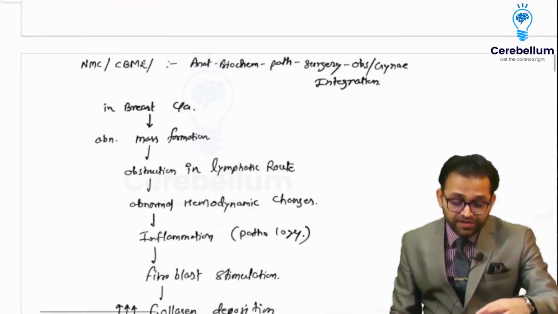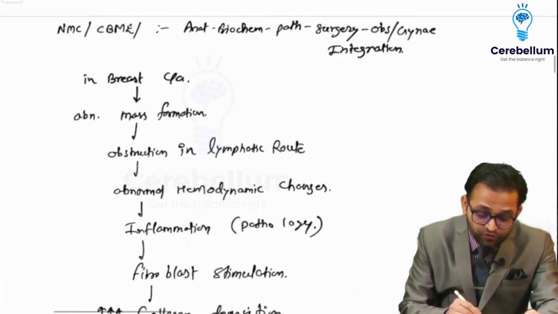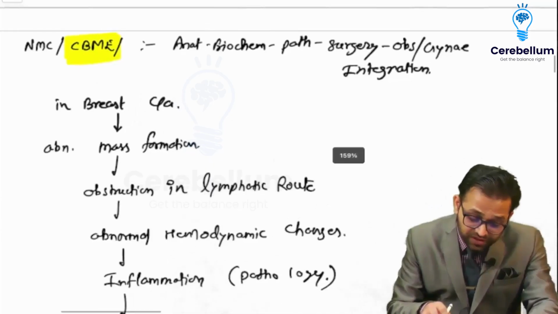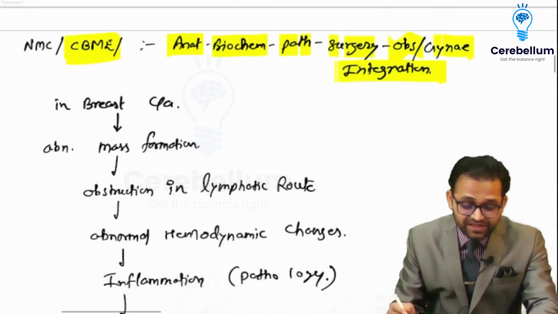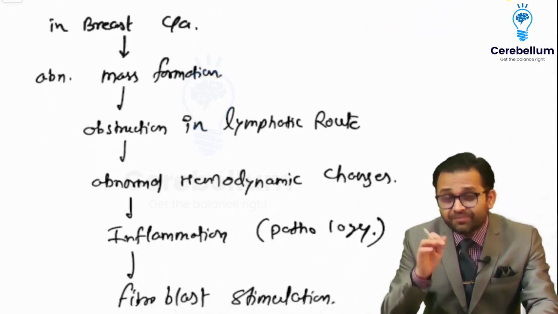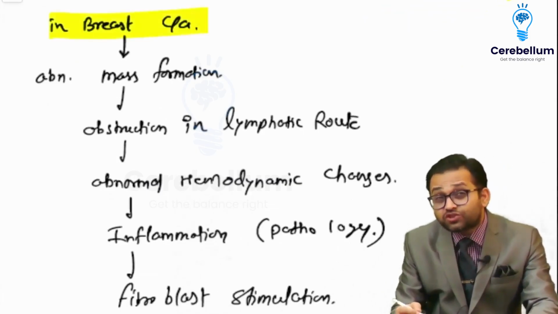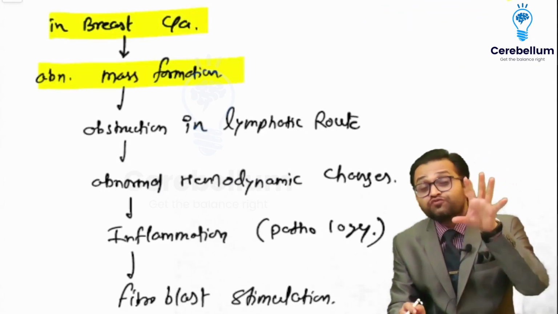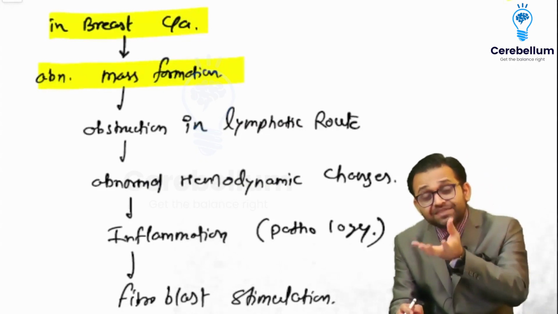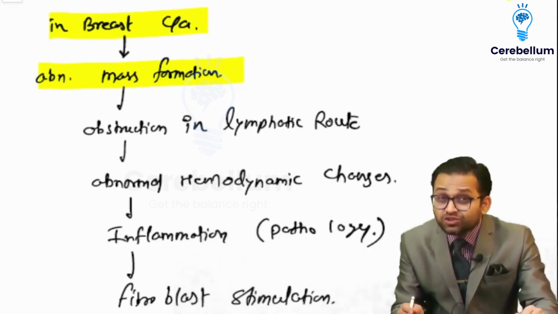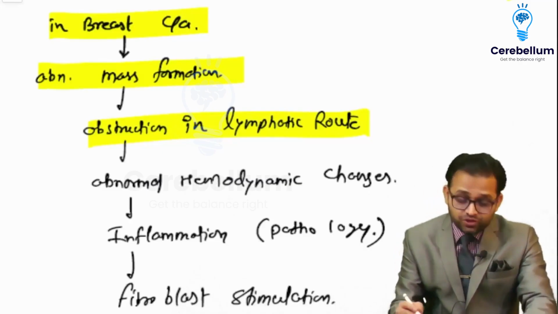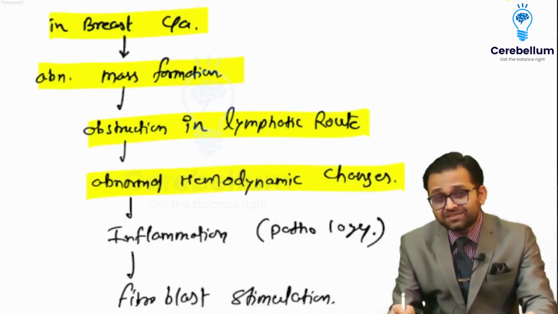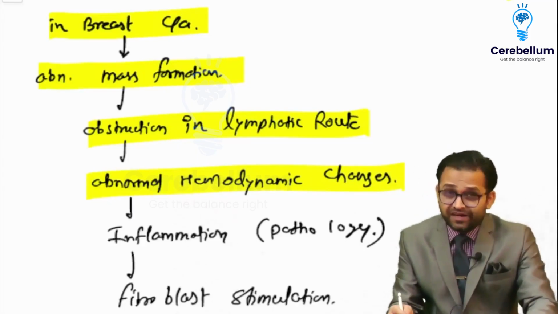Okay, now look here, according to the NMC, we have to follow competency based medical education. So remember, we are doing anatomy, biochemistry, pathology, surgery, obs, gynae integration. We will see breast carcinoma. In breast carcinoma, there is abnormal mass formation, and this mass obstructs the lymphatic route. The lymph flow is obstructed, so there are abnormal hemodynamic changes. Fluid is not drained from the breast.